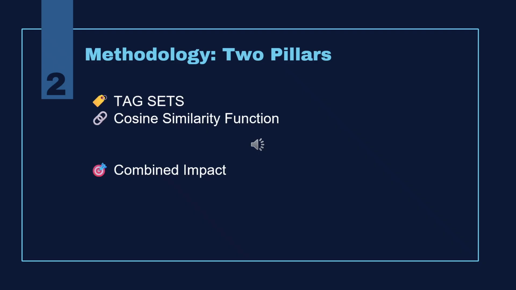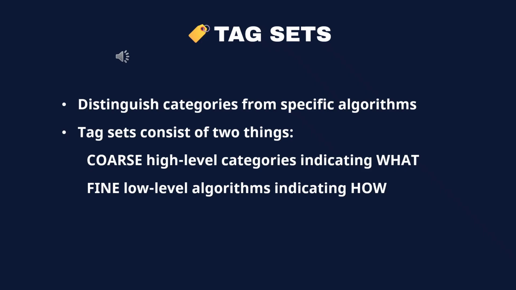The methodology rests on two pillars, which are tag sets and cosine similarity function. Tag sets distinguish categories from specific algorithms. Tag sets consist of two things: coarse high-level categories indicating what, fine low-level algorithms indicating how.